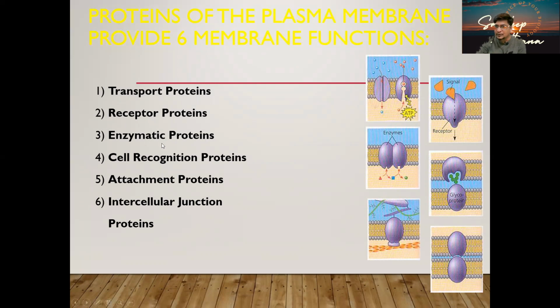They have an enzymatic role to play, for example, adenylate cyclase or ATP synthase. They play an important role in cell recognition, for example, the lectins. They also play an important role in attachment, like cadherin and all. Then they may play an important role in the intercellular junctions between the epithelial cells. They can again play a very important role.